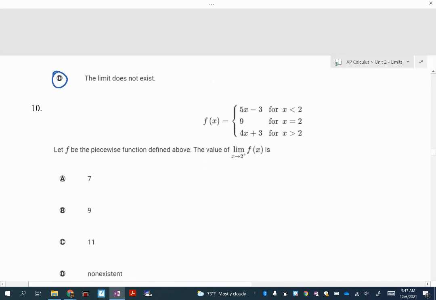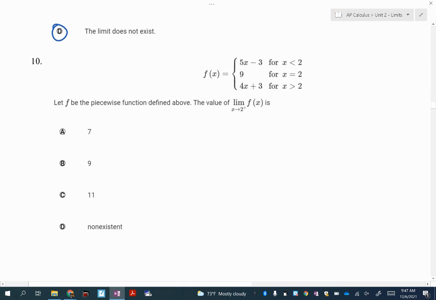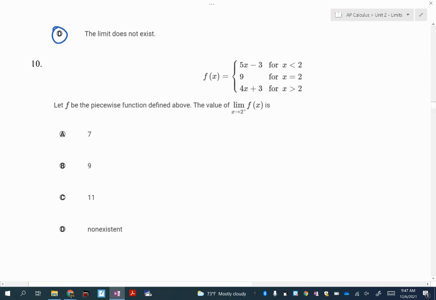Number 10. We have a piecewise function. It says the value of the limit as x approaches 2 from the right. So when I'm looking at my piecewise function, I have these x values here for less than 2, equal to 2, and greater than 2. When you're approaching from the right, you're approaching from x values that are greater than 2. So I'm going to focus on using this piece and plugging in 2, which is going to give me 11. So 10 is C.